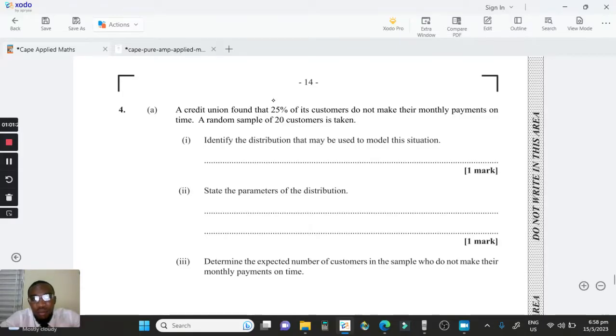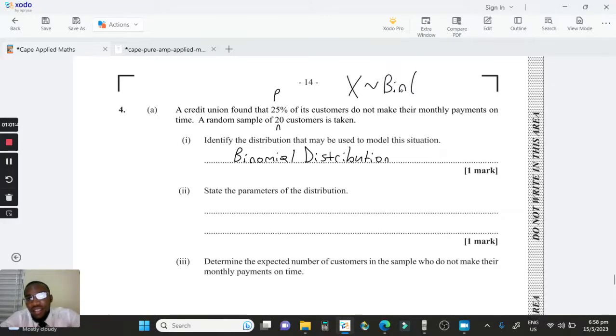Anytime you're given P and N, it's binomial. To identify the distribution that may be used to model this situation, it's a binomial distribution. Always remember, once you get N and P, it's binomial, and X follows a binomial distribution of N, P. Good. Now, once you get mean and standard deviation, it's a normal distribution. So we just have to know these things, guys.